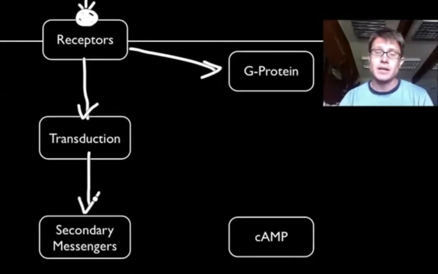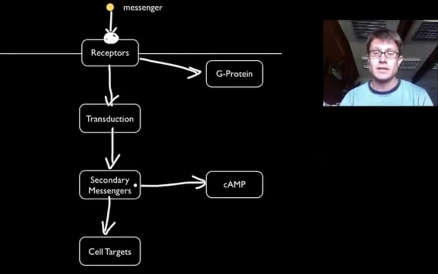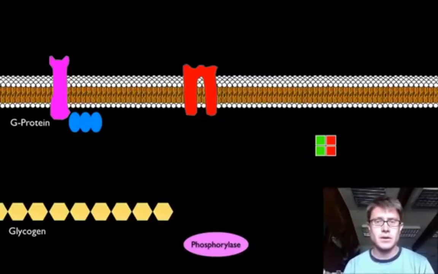We use what are called secondary messengers. The one that I'll give you an example of is called cyclic AMP. It's a very common messenger in cells. And then that'll eventually target the cells. In this case, it's going to target cells in the liver, and it's going to make them release glucose from glycogen. And so that's kind of a signal transduction pathway. It starts with a message, and then it eventually has some kind of a target within the cell. And so let's get started.